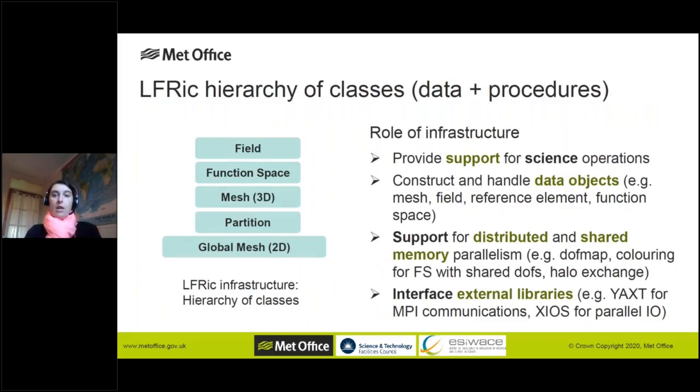So to sum up, in order to support all this science, we have this hierarchy of classes in the LFRic infrastructure, from global 2D mesh to a field, and the infrastructure performs several functions in LFRic. It provides support for science operations, and it constructs and handles data objects pictured on the left. It also provides support for distributed and shared memory parallelism in collaboration with PSyclone, with information such as DOF maps, coloring for function spaces with shared degrees of freedom, and halo exchange, and it interfaces with external libraries such as YAXT for MPI communications and XIOS that we are using for parallel IO.